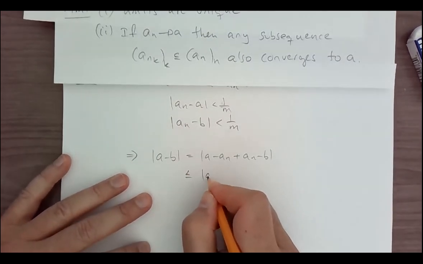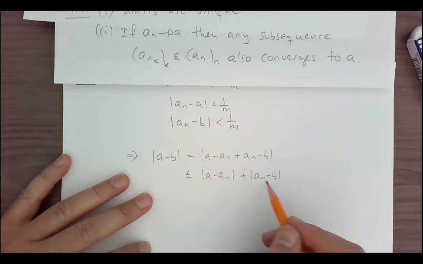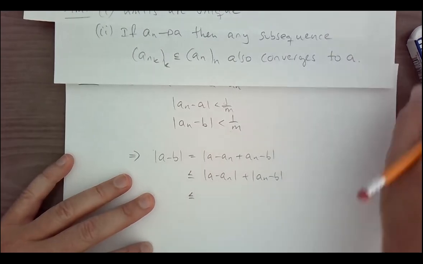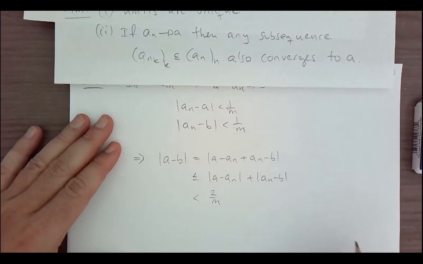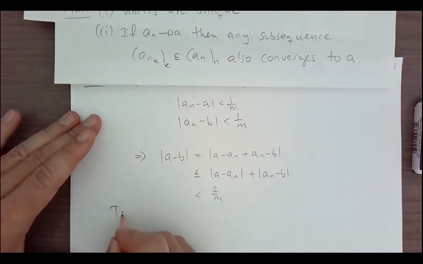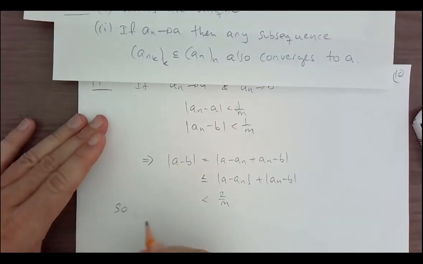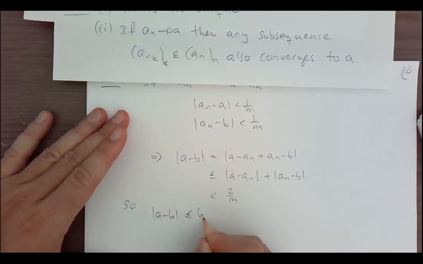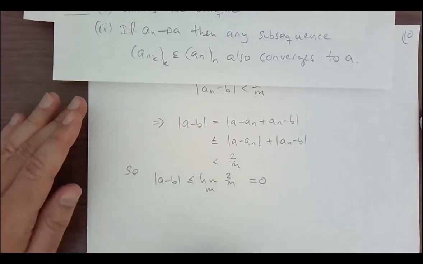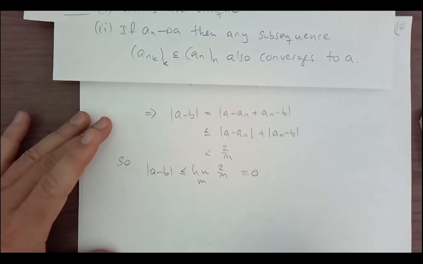I'll now use the triangle inequality. I get a greater than or equal to, right? And then these two here, they're bounded by 1 over m each. So this is bounded by 2 over m. Right, so now we take the limit, pass m to infinity, and you use a squeeze theorem if you so desire. You'll see that the absolute value of A minus B is less than or equal to the limit, which is equal to 0. Right, so A and B are the same. So the limits are unique.